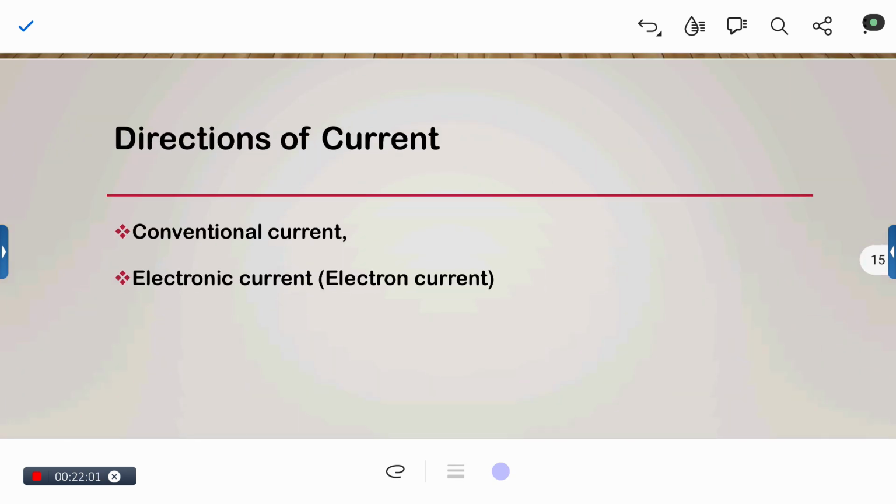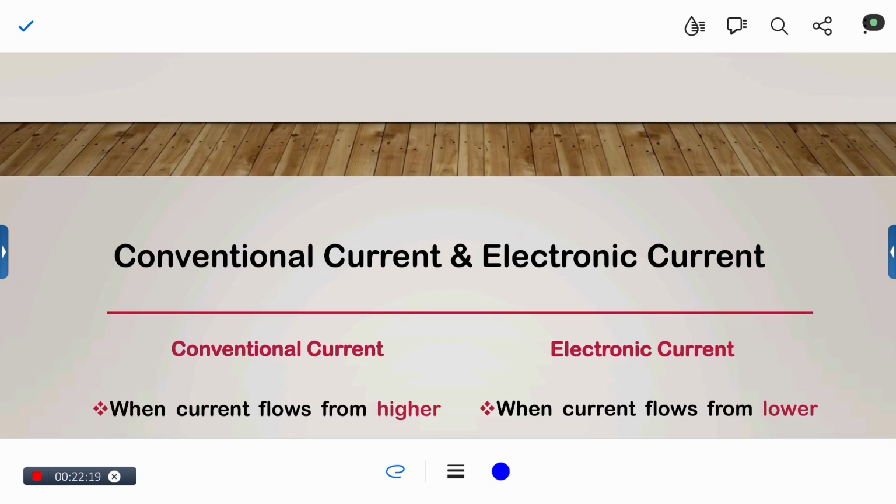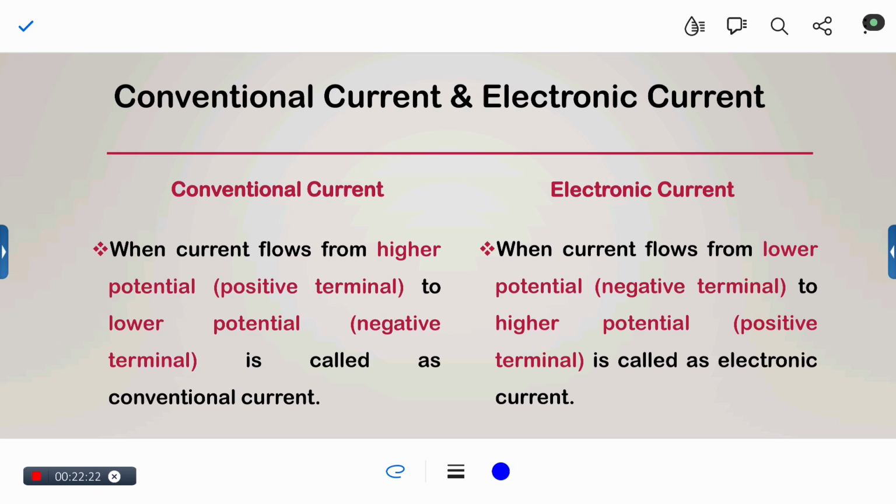Next, directions of current. So how the current is going to flow in the circuit, we are going to divide the direction into two categories. One is called conventional current and another one is called electronic current. Electronic current, we can also call it electron current. So first, what is meant by conventional current? Whenever the current is flowing from higher potential towards the lower potential. Higher potential is called the positive terminal and lower potential is called the negative terminal. Let's take a simple circuit as this.